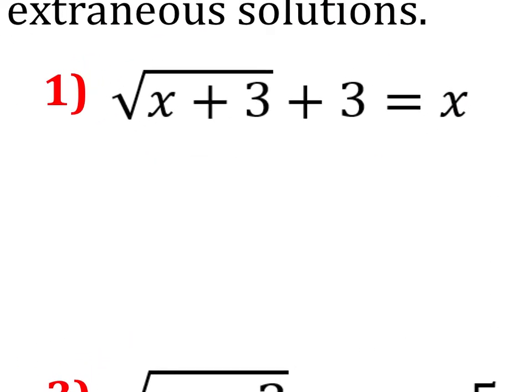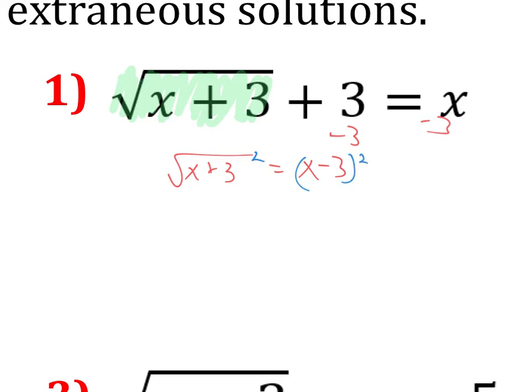We have the square root of x plus 3, plus 3, equals x. My goal is to get this radical all by itself. Well, in order to do that, I need to kick the 3 to the other side. So I've got the square root of x plus 3 equals x minus 3. Now to get rid of a square root, I need to square each side. So I'll raise this side to the second power, and I'll have to raise this side to the second power as well. Over on the left, I have just x plus 3, the square root and the square knock each other out.